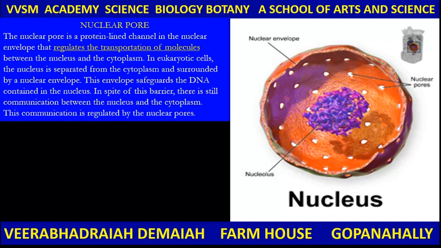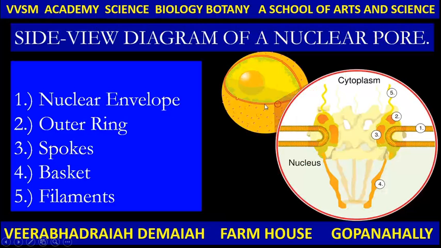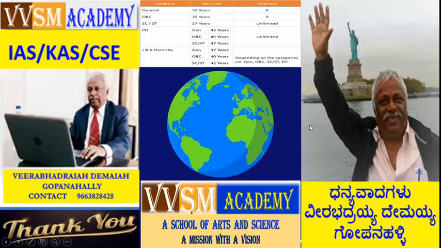These are the important things which take place in the nuclear pore. These are the nuclear pores. These nuclear pores are responsible for transport. Nuclear envelope, outer ring, the spokes, basket filaments. It's a side view diagram of a nuclear pore. This is a very important thing in botanical studies.